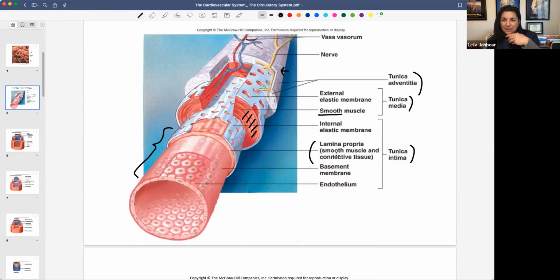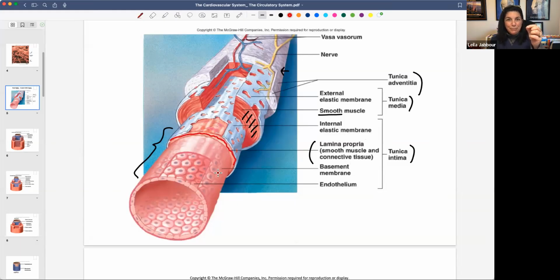Lamina propria is usually a term that we use for the connective tissue at the base of epithelia in a mucous membrane, for example. We call that connective tissue the lamina propria. In this particular situation, the lamina propria is not just the connective tissue, but there's actually a smooth muscle layer. So if I wanted to use red here for muscle, this would be it. So this is kind of muscle and connective tissue.